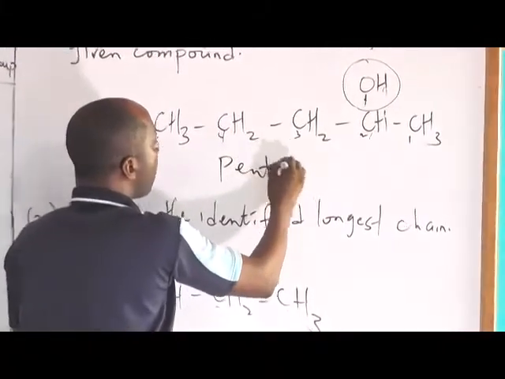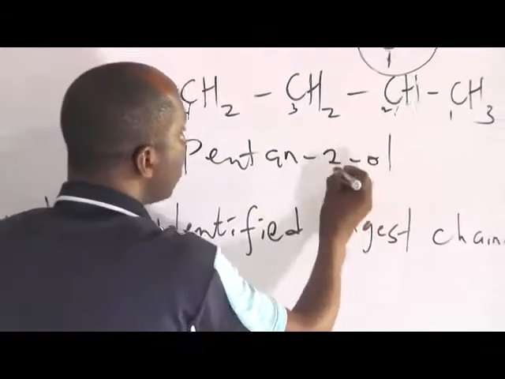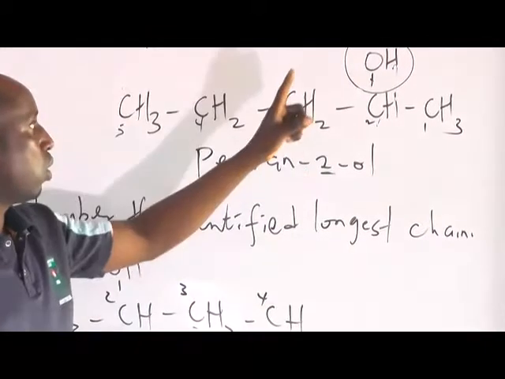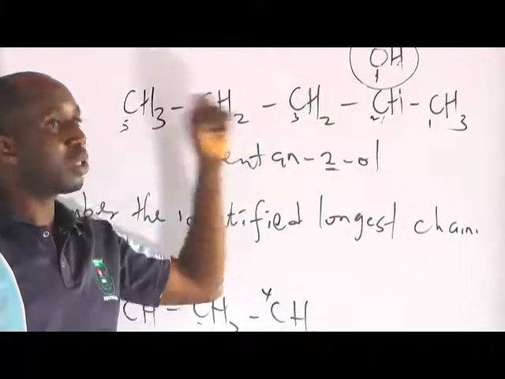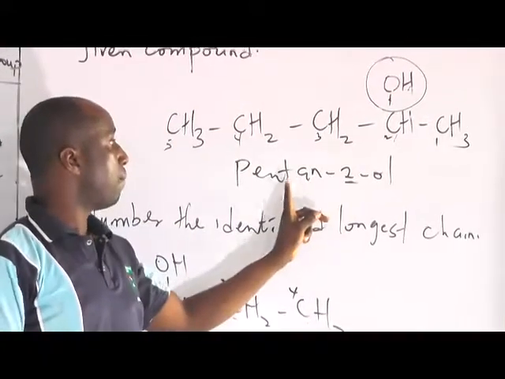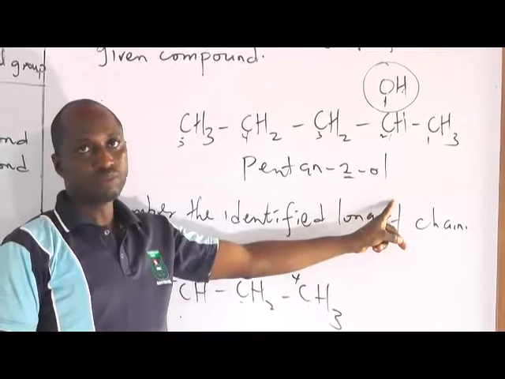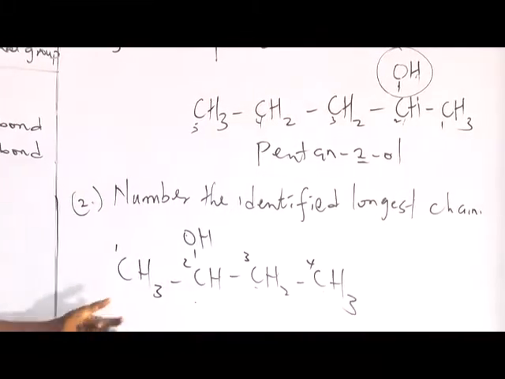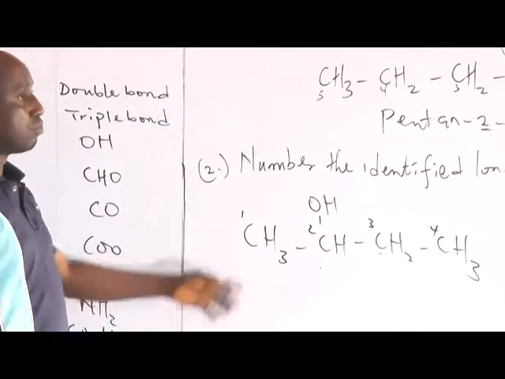So the name of this one becomes pentan-2-ol. This 2 is telling us that OH is attached to carbon number 2. That makes this one to be pentan-2-ol. Okay? Now if you look at this one, we want to name this compound.